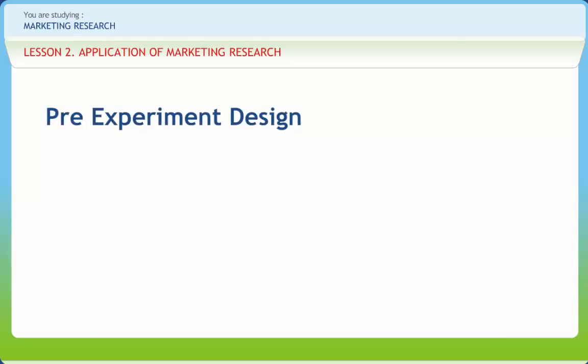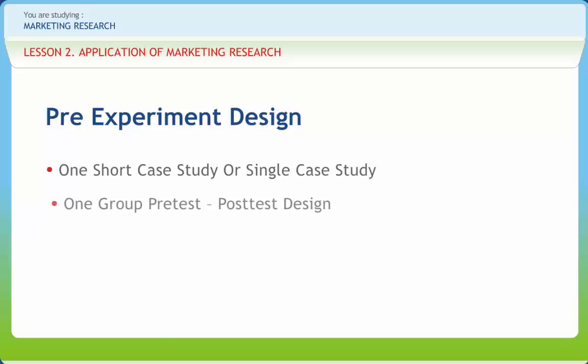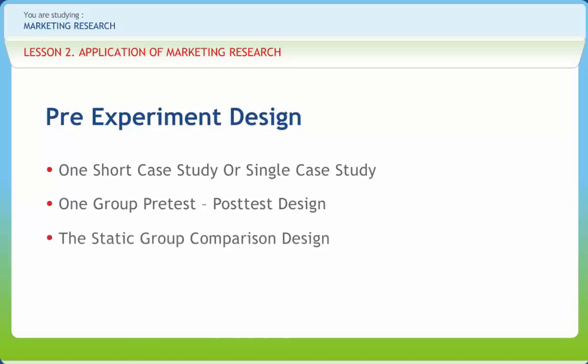Next is pre-experimental design. It is one type of the experimental design. It has three subdivisions: the one-shot case study or single case study, the one group pre-test post-test design, and the static group comparison design. One-shot case study or single case study.